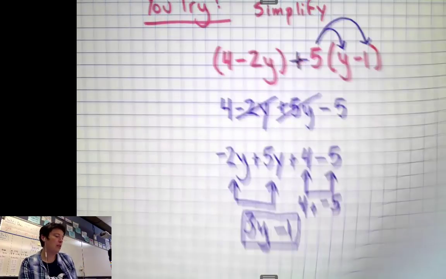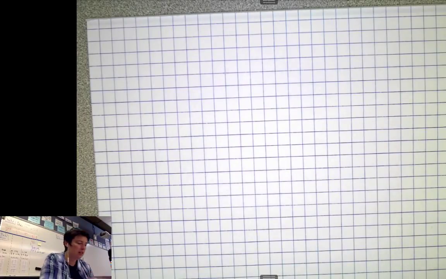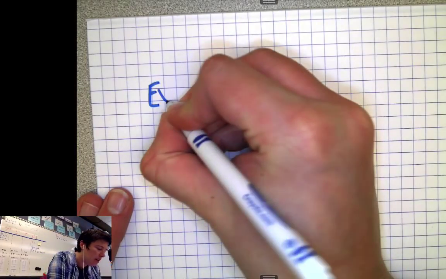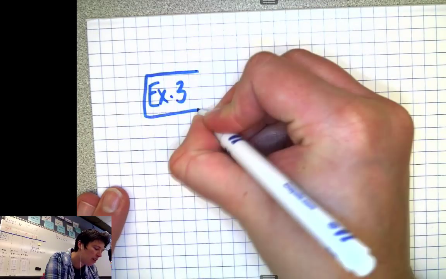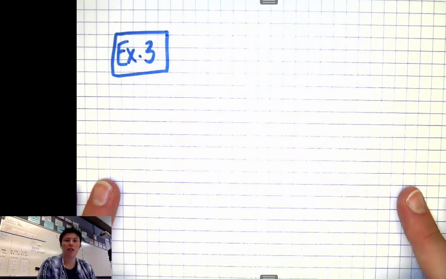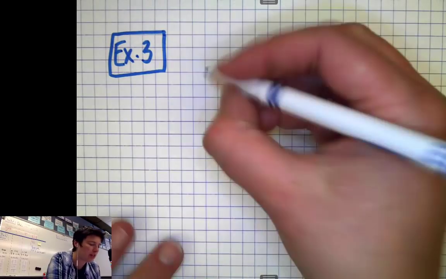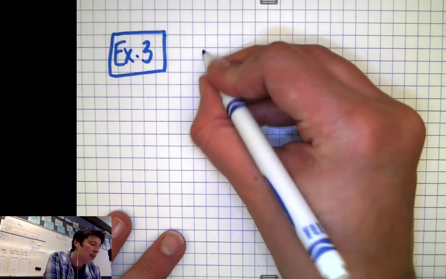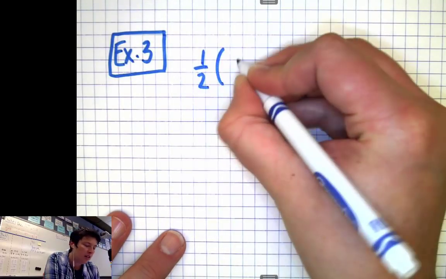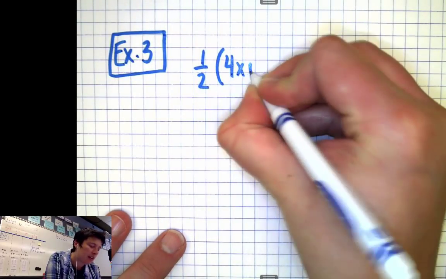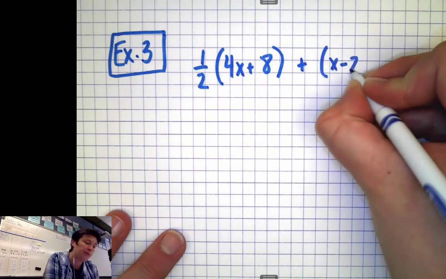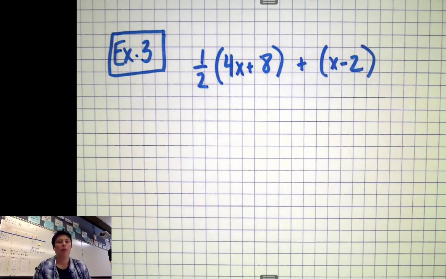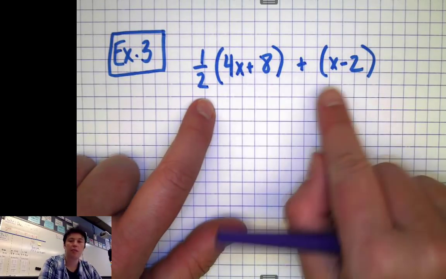Let's try another example and really keep practicing this. So we're going to do another example here. This would be example 3 now. So that was a you try. And just continuing our process here, I'm going to do one that looks like this. We're going to put a fraction in there. We're going to do 1/2 parenthesis 4x plus 8 plus parentheses x minus 2.